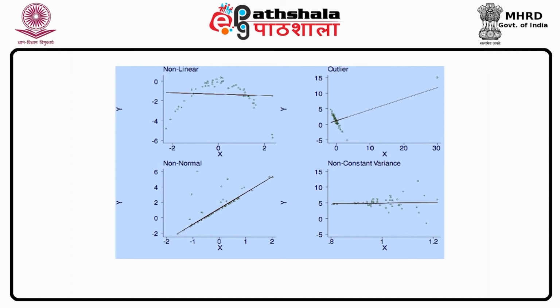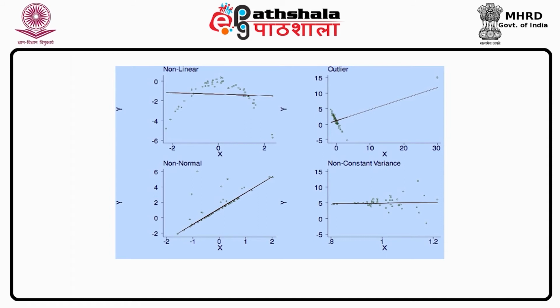But in case we have any pattern, an increasing or decreasing pattern, or a funnel-shaped pattern in the scatter of these residuals when plotted against x, we then expect a violation of the condition of equal variance. So on the slide we can see there are 4 types of assumption violation.